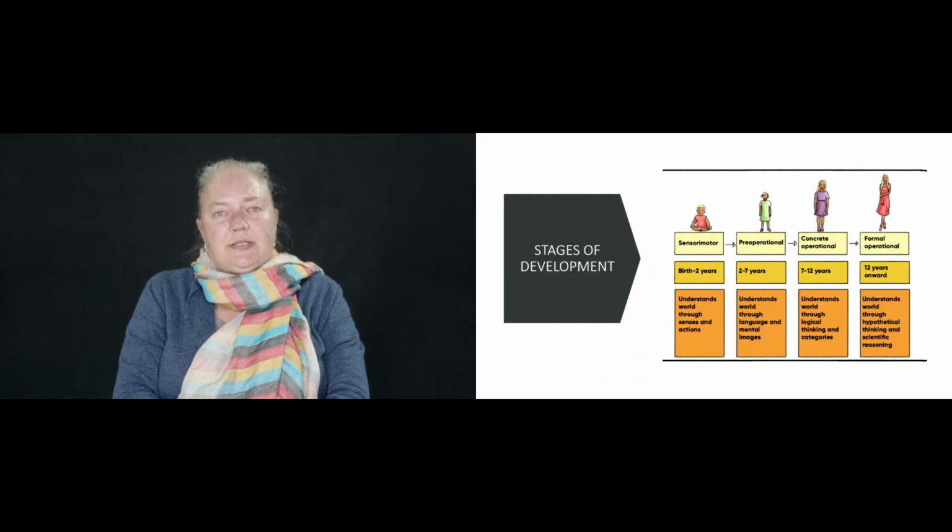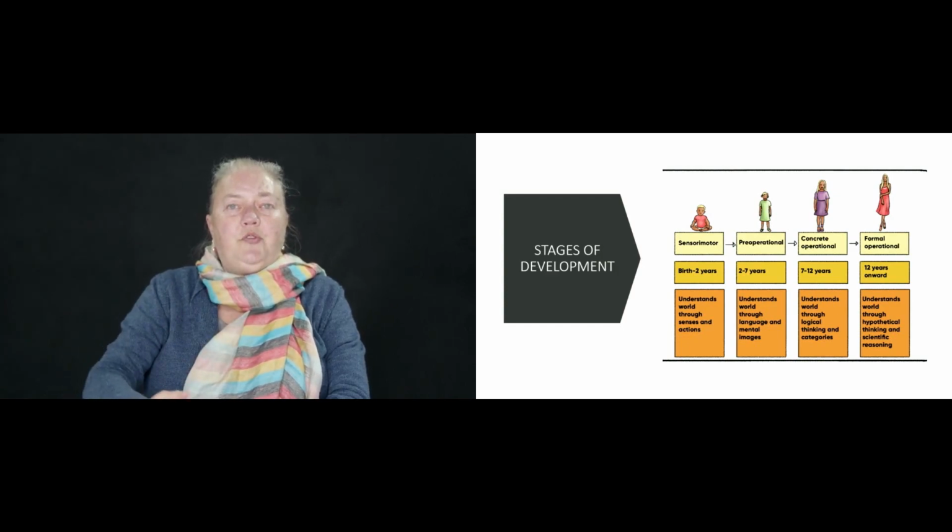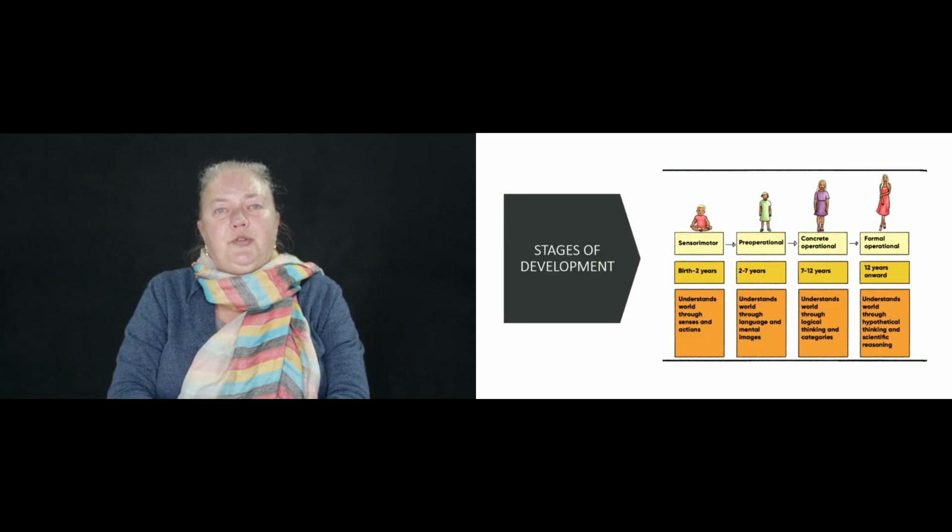Piaget is a stage theorist, and he believes that children go through various stages in order to develop into the human adult that you see in front of you today, which is me. The first stage is the sensory motor stage. So sensory motor, we learn through our senses and through moving. And this is about birth to 2 years old.